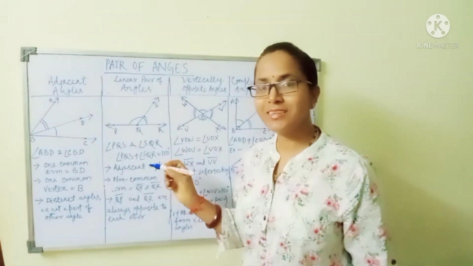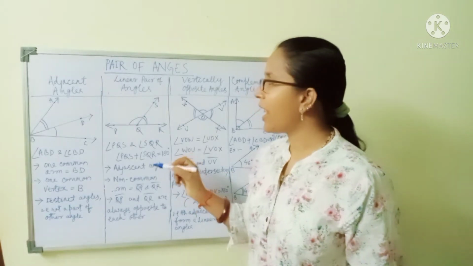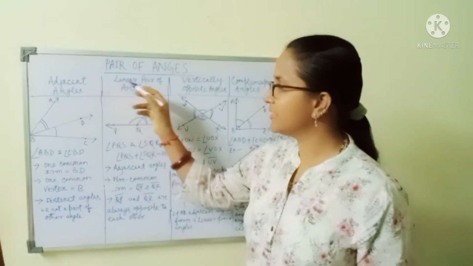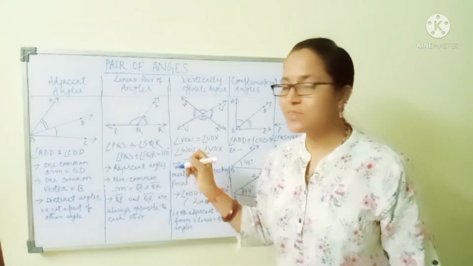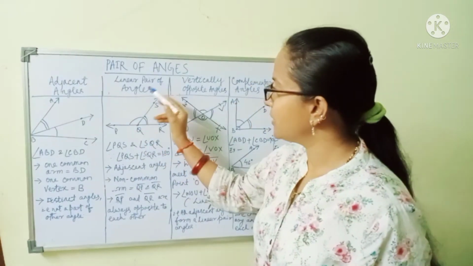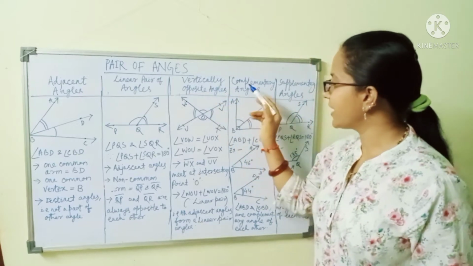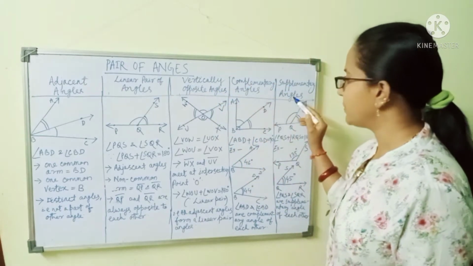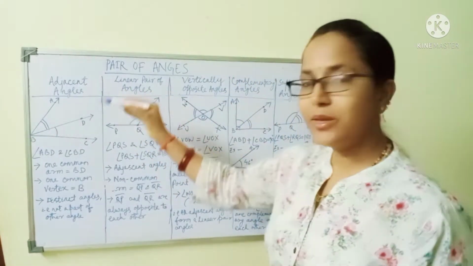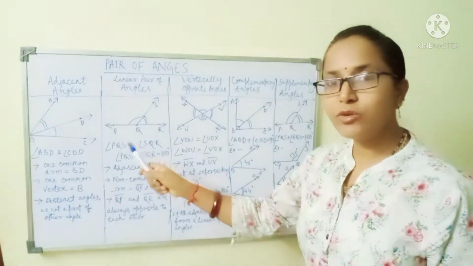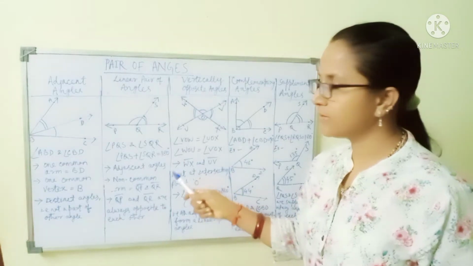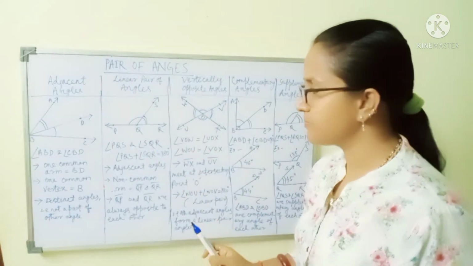Before solving the mental maths problems, I'll discuss all the angles in one page. So, what I've written here? Adjacent angles, linear pair of angles, vertically opposite angles, complementary angles, and supplementary angles. I'll compare all the angles in one page so that you will find out all the points related to the angles.